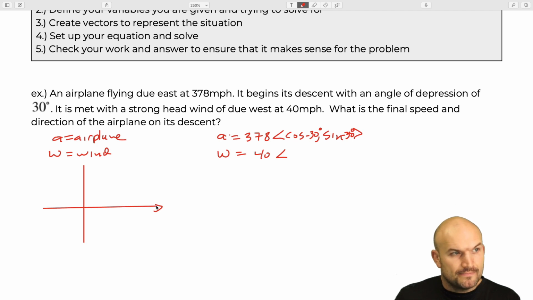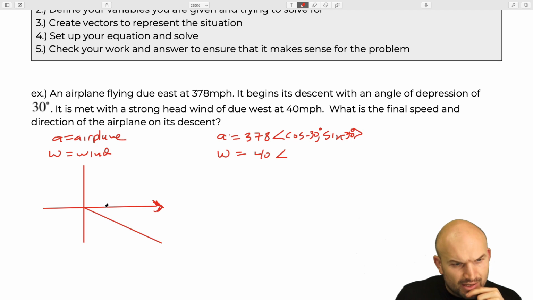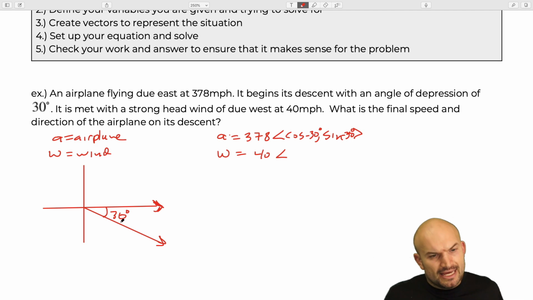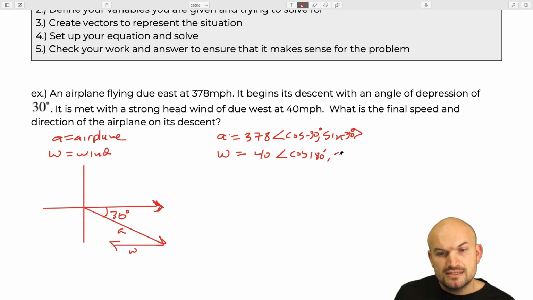So let's see what we have here. All right, so we have this going down, and so we can represent this at 30 degrees, okay? And so that's going to be your airplane. And then what we have is we have the wind coming in like this, okay? So what that's going to be doing is slowing down the airplane. So we can say the cosine of 180 degrees, comma, the sine of 180 degrees. All right, so wind and airplane.